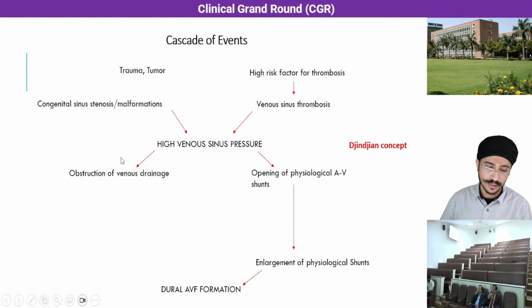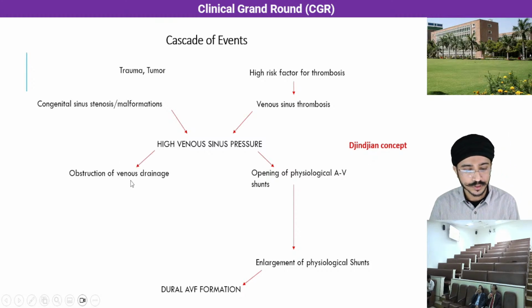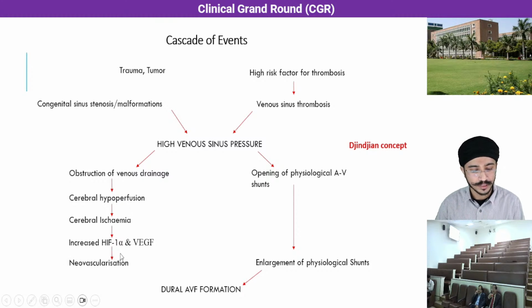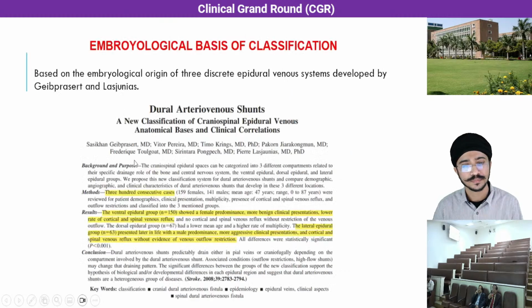And then in another concept, it also causes obstruction of venous drainage, which results in cerebral hypoperfusion. And this cerebral hypoperfusion induces cerebral ischemia and hence upregulation of hypoxia-inducible factor 1 alpha and VEGF. And raised levels of VEGF and HIF1 alpha cause neovascularization, and hence it results in the formation of a dural AV fistula. This is what we call Uranishi's concept.